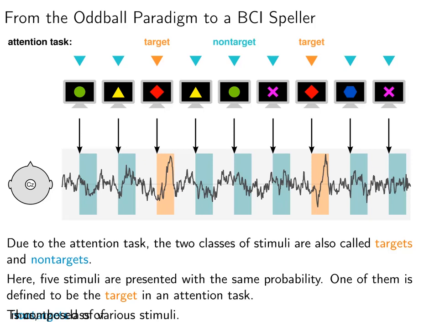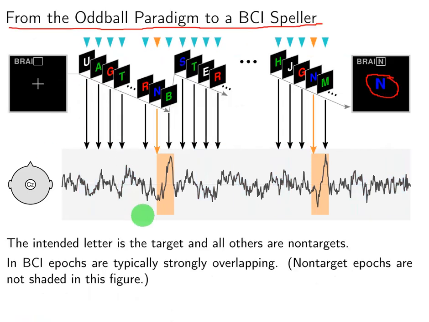So instead of the monitor showing these symbols, the user will be given a sequence of different characters in the form of stimuli, right? And then the user can define which one is target, which one is non-target, which one is deviant, which one is standard. Then we can collect the data, segment, and build a BCI speller using those features. So the intended letter is target and all others are non-target.